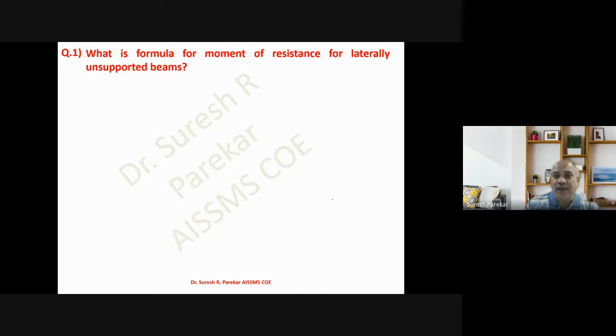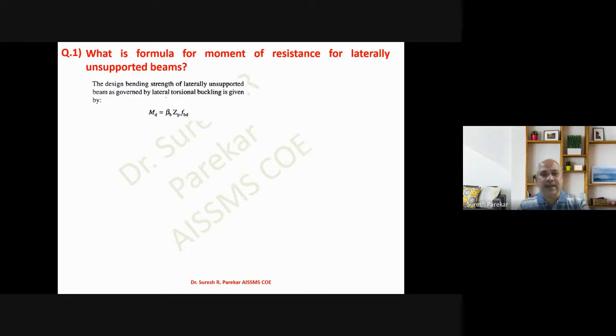Now, what is formula for moment of resistance for laterally unsupported beams? So, if we will go to this, MD, we have that is beta B Zp into fbd. So now beta B already we know we have for compact and plastic value is 1 and for semi-compact value is Ze upon Zp. And then fbd we have design bending compressive stress. So main we are with again design how to calculate this fbd.